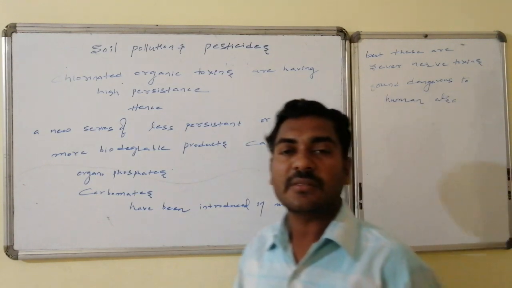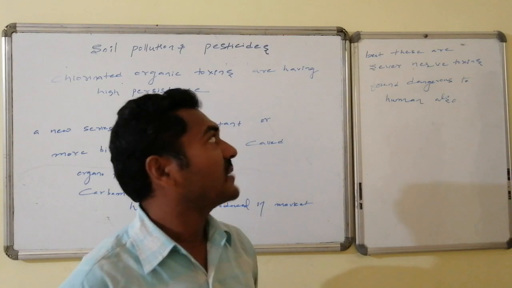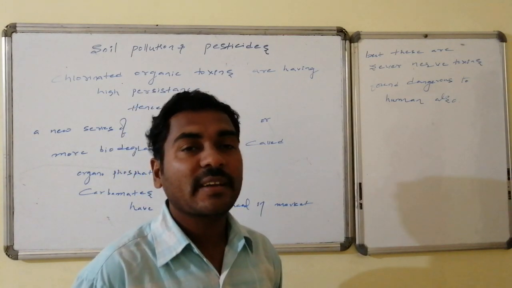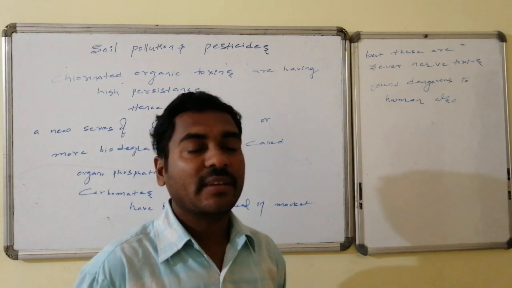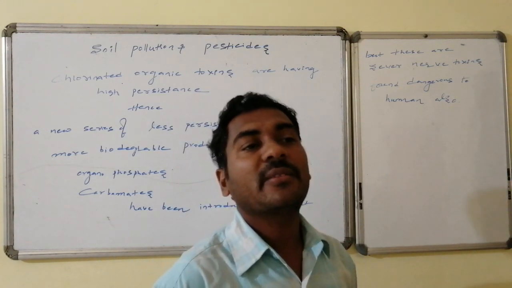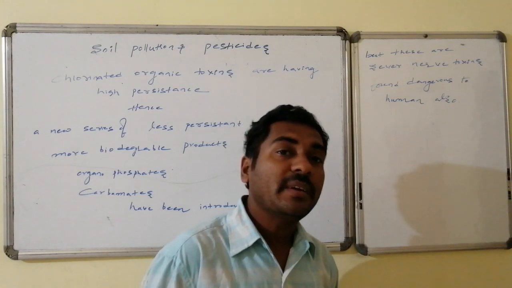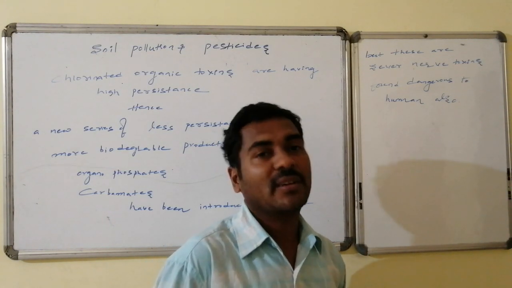These have been introduced. They act severely on the central nervous system, that is, the CNS is affected. Thus these act as pesticides. But due to their severe action on the central nervous system, they were found to be dangerous to human life also.